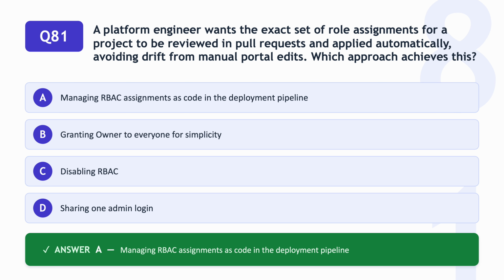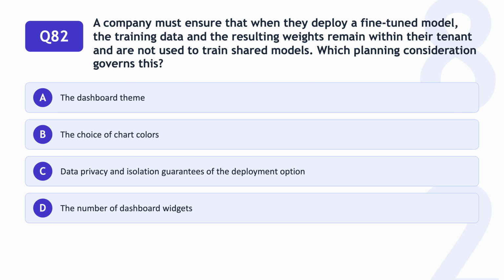That is RBAC as code, usually implemented with infrastructure as code tools like Bicep, ARM, or Terraform, and applied through a deployment pipeline. This lets teams version, review, plan, apply, and detect drift in role assignments instead of relying on manual portal changes. Question 82.